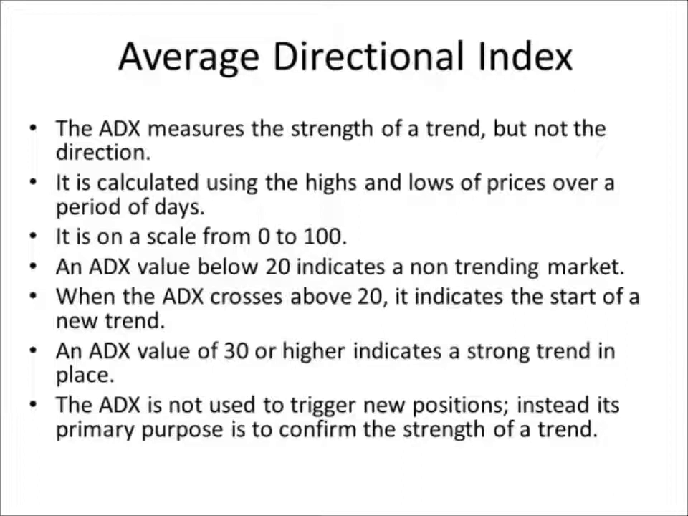The average directional index is an indicator that is between 0 and 100, and it measures the strength of a trend but not the direction. What this means is that as the numbers go higher, it indicates a stronger and stronger trend. Lower numbers indicate a weaker trend, but they don't tell us anything about the direction of that trend. They just tell us how strong the trend is. So we need to use other indicators like the moving average, for example, to give us the direction of the trend. This just tells us the strength of the trend. So this could be for an uptrend or a downtrend. Now, how do we calculate this? Well, we use the highs and lows of prices over a period of days.